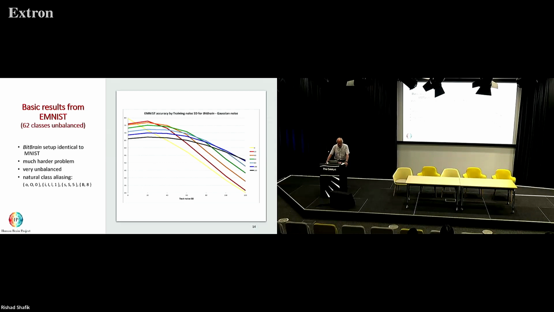So EMNIST is a harder problem, and anybody who's looked at EMNIST will know that there's some fairly obvious class aliasing. So little o, big O, and 0, when handwritten, are quite difficult to tell apart. Likewise, L's and 1's and S's and 5's and so on. So it's a much harder problem, and that's the BitBrain performance on EMNIST.